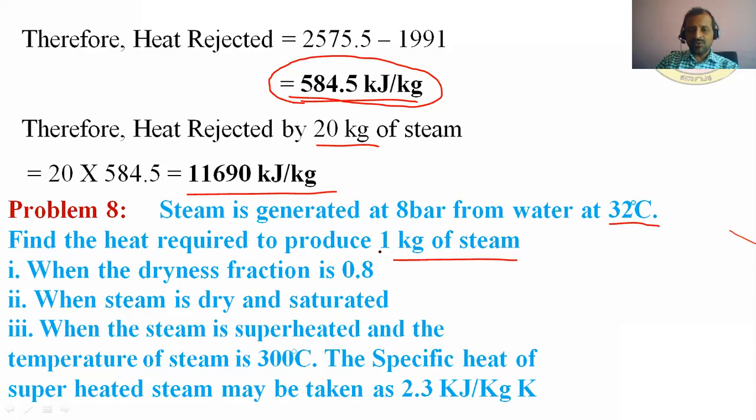So when 1 kg is given, your work is simple because directly whatever the value is given in the steam table, refer to those values, substitute in the formula, and directly you can write the answer. Suppose if you change this mass to some other value, then you need to multiply the calculated value with the given value, right? So in condition 1 he is asking when the dryness fraction is 0.8. In the second case, when steam is dry and saturated. In the third case, when the steam is superheated and the temperature of steam is 300 degrees Celsius.